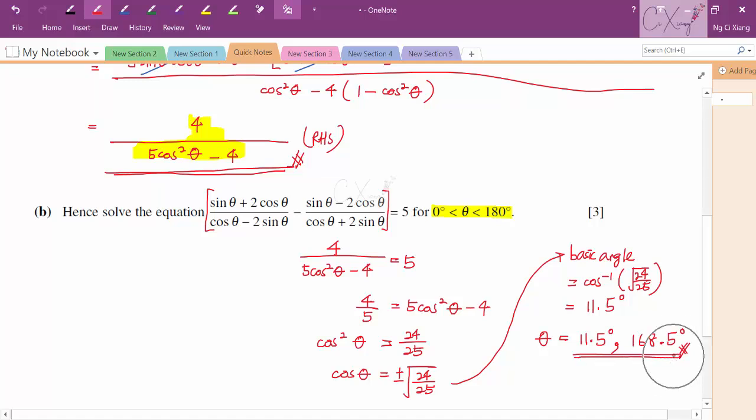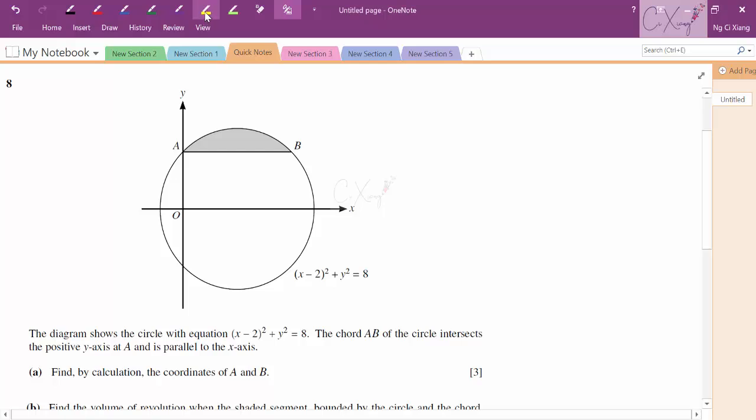Okay, so I will stop at the second quadrant because the question requests from 0 until 180 only. Therefore, it only considers the first two quadrants, and we accept both answers from the first two quadrants. Okay, so this is how we solve this question number 6.